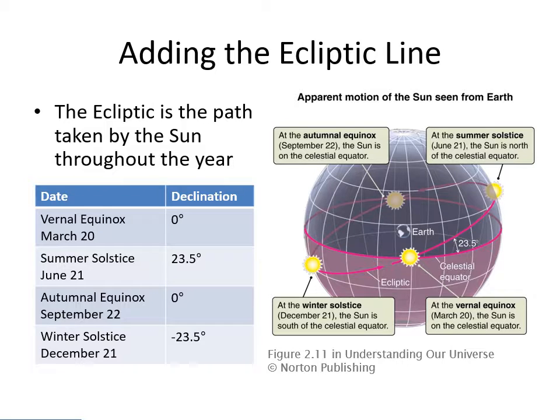At the intersection of the ecliptic and the celestial equator, the length of day and night are equal, and these points are known as equinox points. Thus, on the vernal and autumnal equinox, the declination of the Sun is 0 degrees. On the summer solstice, when the amount of daylight is longest for the northern hemisphere, the declination of the Sun is 23.5 degrees. On the winter solstice, when the amount of daylight is shortest for the northern hemisphere, the declination of the Sun is minus 23.5 degrees.